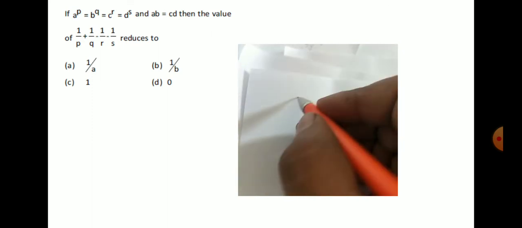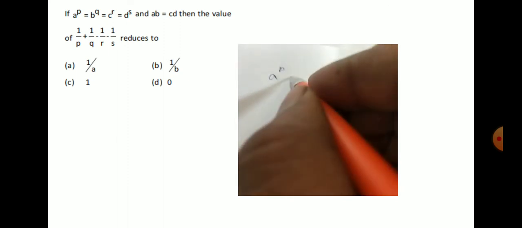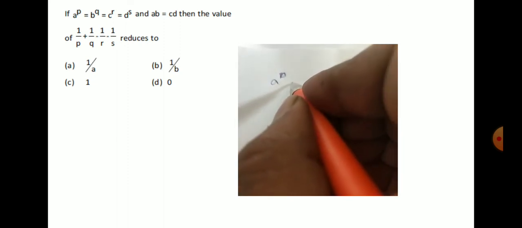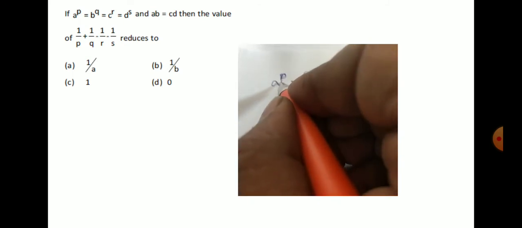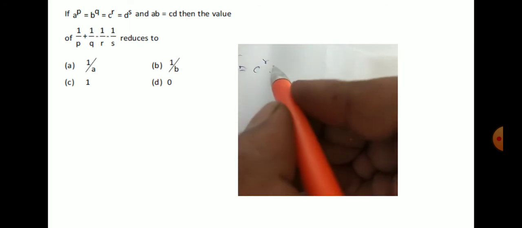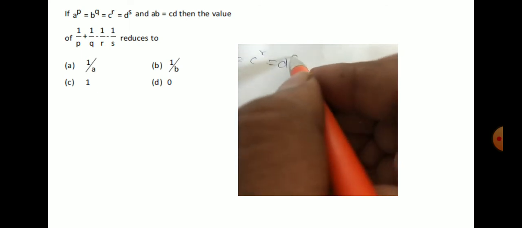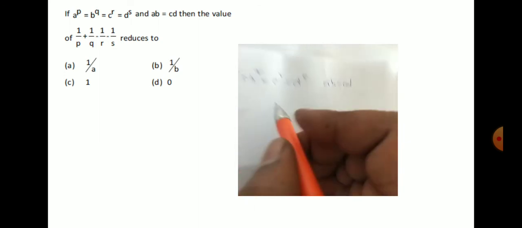Simple one, not that much complex. Given a power p is equal to b power q is equal to c power r is equal to d power s, and ab is equal to cd, then find the value of 1 by p plus 1 by q minus 1 by r minus 1 by s.